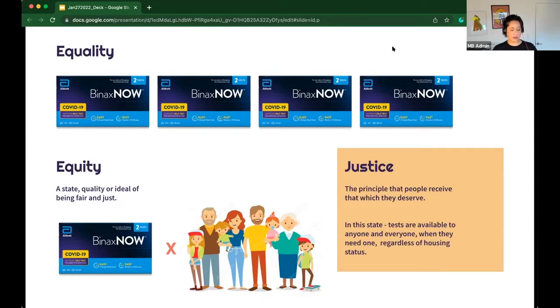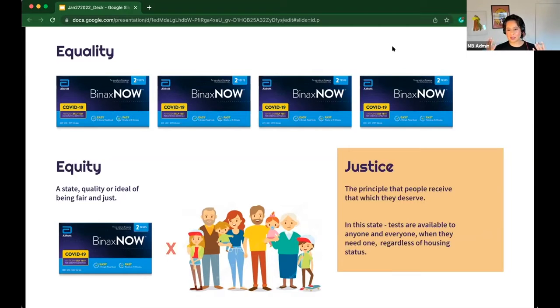What we really struggle to do is equity, and our government also struggles to do equity, right? And in a state of equity, we would get as many tests as we needed, not just an arbitrary number. And where we hope to lead to, right? What is the hope for the future? The hope for the future is justice.